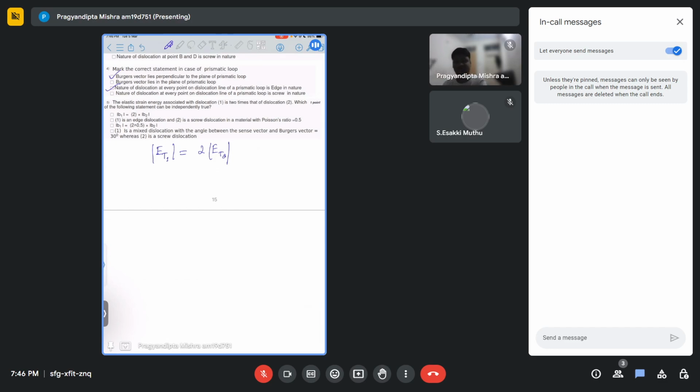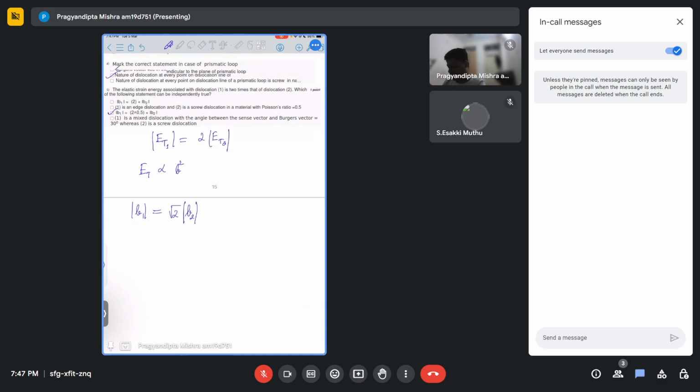So they have given us 4 statements. We have to find which of them can be true. The first and the third options are relating the Burgers vector for 1 and 2, right? Now, energy is proportional to the square of the Burgers vector. So if E total 1 is equal to 2 times E total 2, then Burgers vector 1 will be equal to root 2 times Burgers vector 2. So this is the third option. So the first option is wrong, the third option is right.